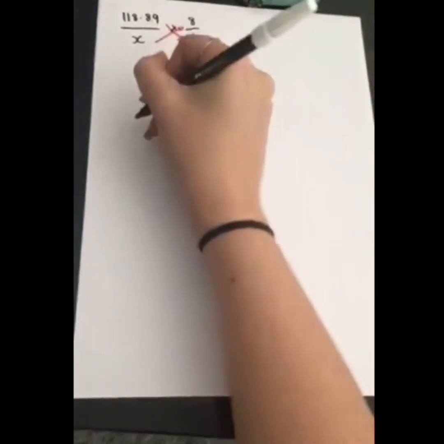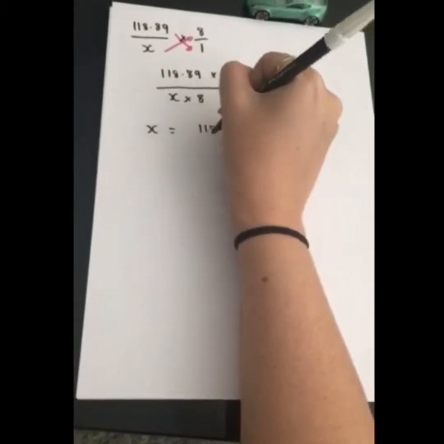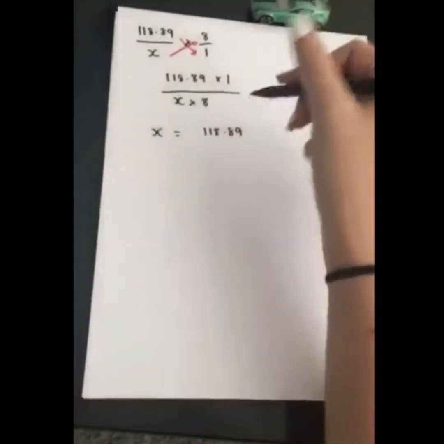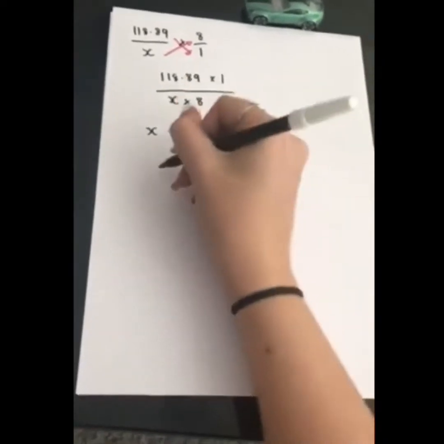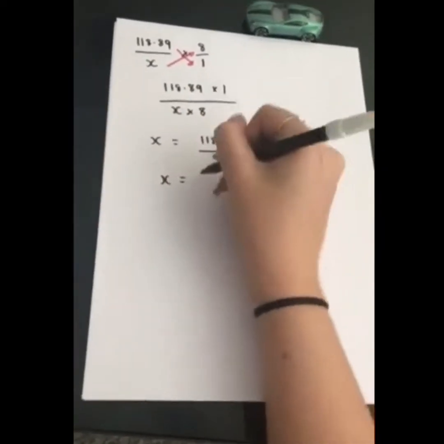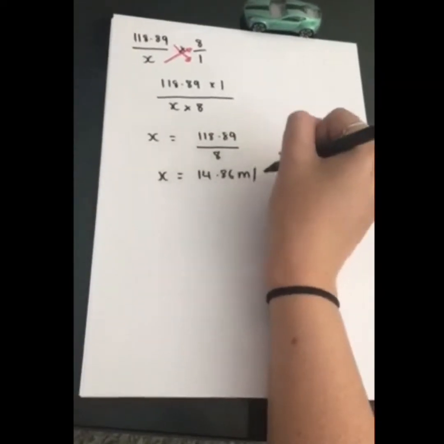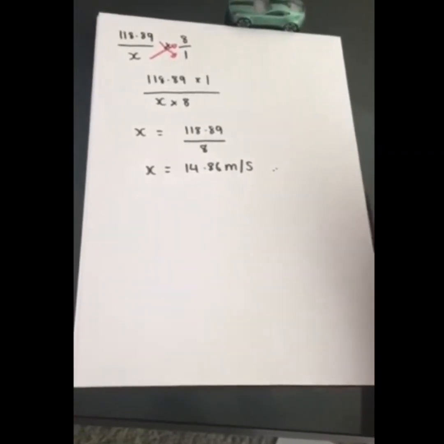Bringing the unknown out the front, we then have to divide the following, because that number times 1 gives us a new number, divided by 8. Working it out on a calculator, it gives us 14.86 meters per second, and this is now our new speed of the scaled model Bugatti.